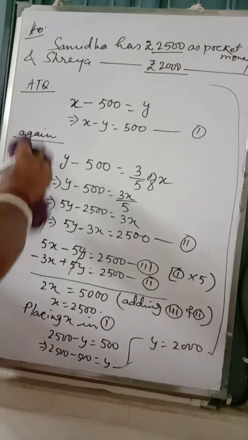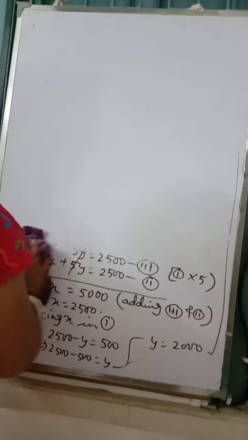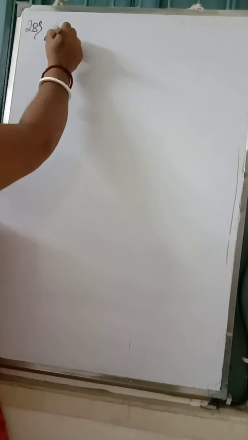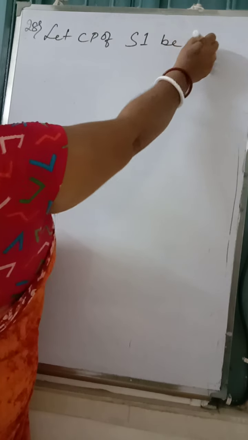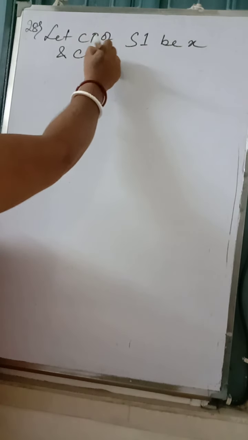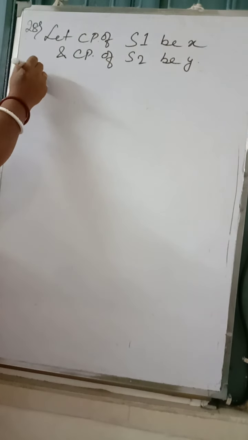Let the cost price of S1 be X and of S2 be Y. Question number 28. Let CP of S1 be X and CP of S2 be Y. According to the question, profit made on S1 is 4% and on S2 is 6%.